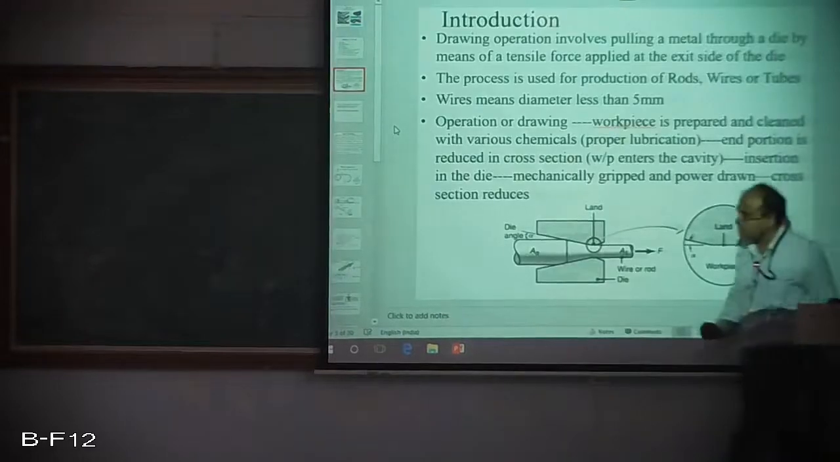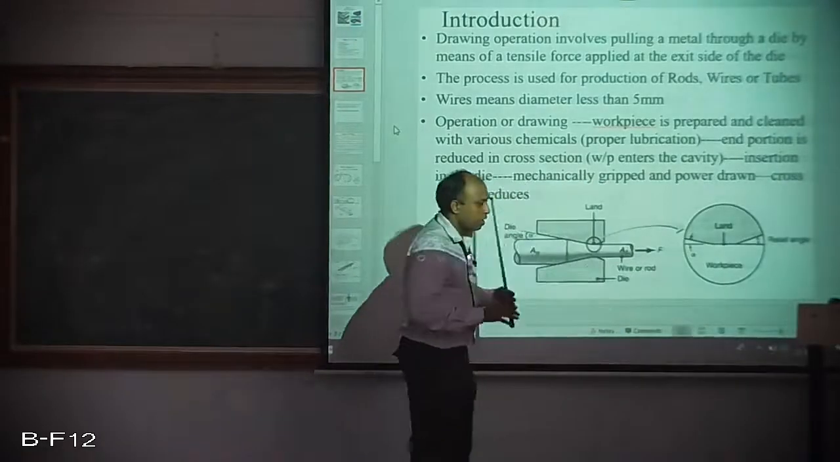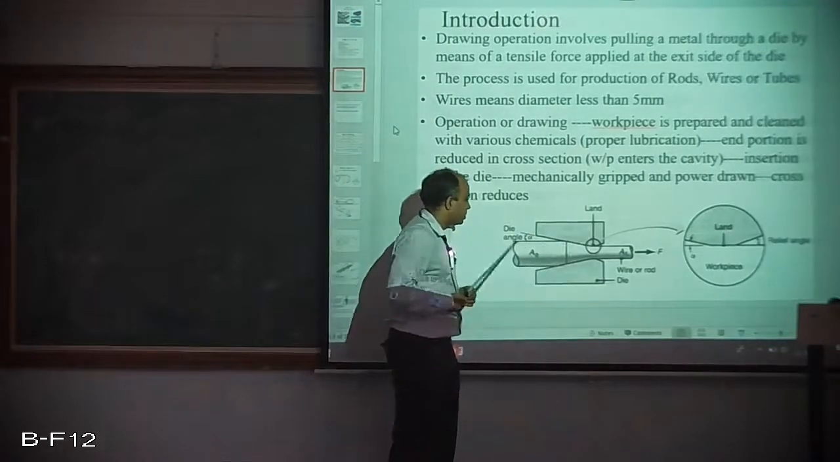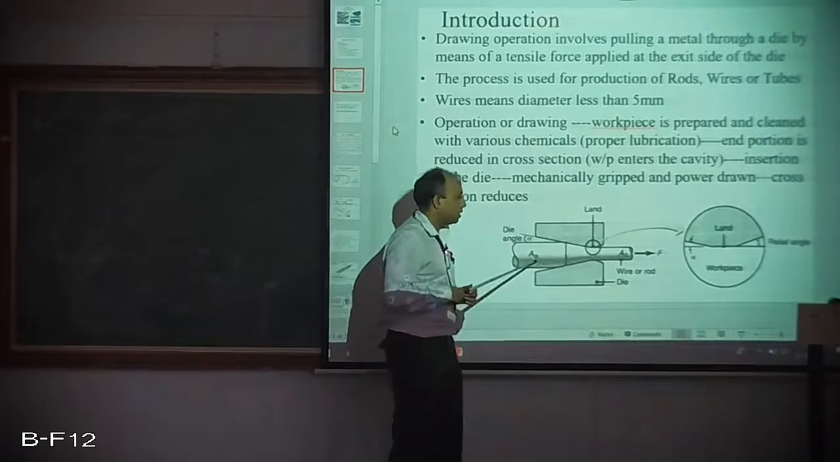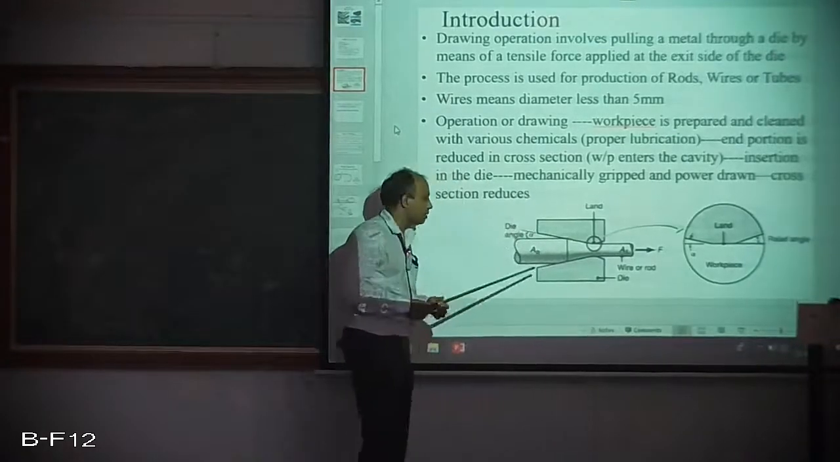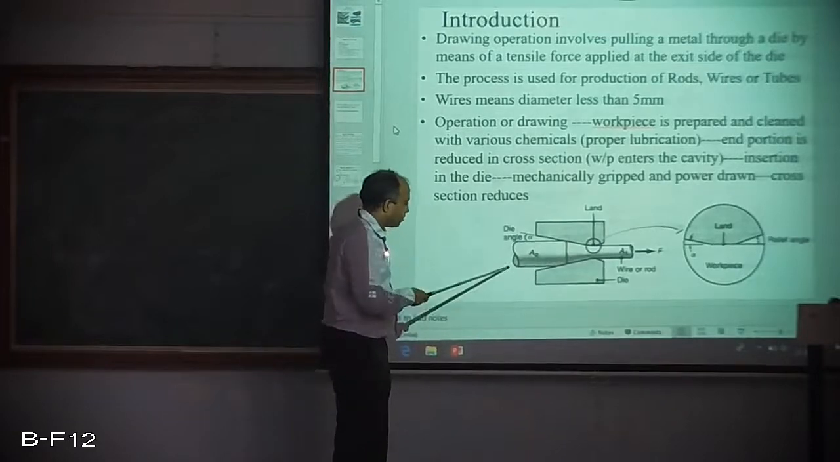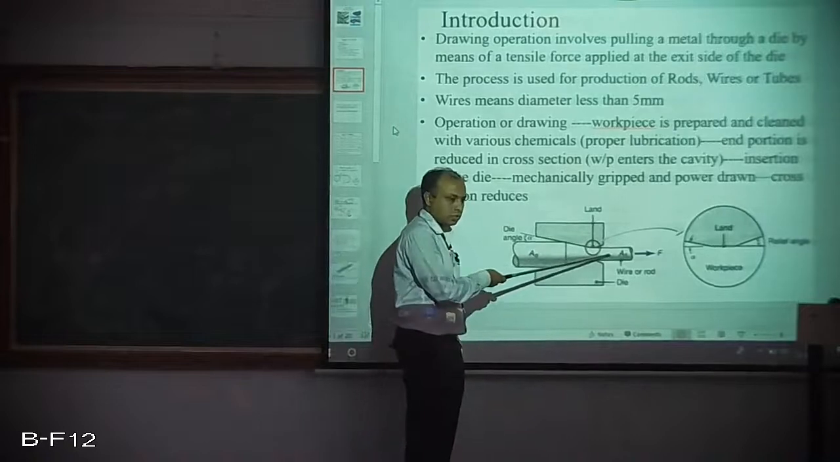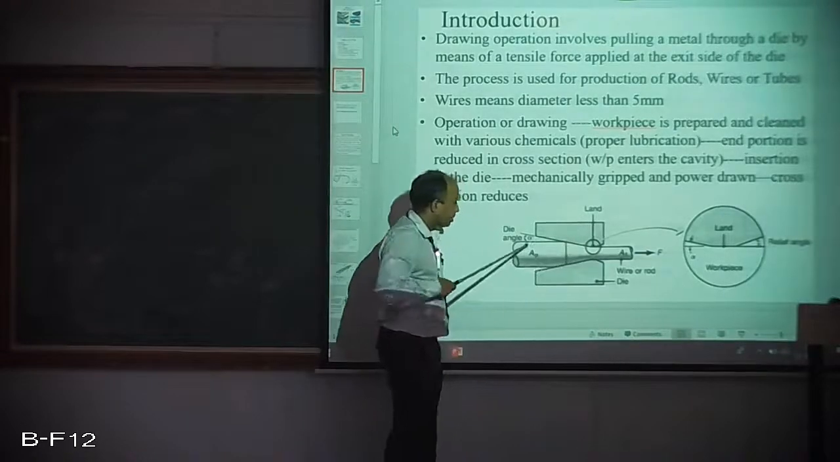Now this is a typical representation of the drawing process. At first glance you might think it is very easy. This is the die, something is coming here, entering. Because of the die there is reduction. It's not as simple as that. So a higher stock size is supposed to be reduced to a lower stock size. The cross section that I am referring to is circular in this.